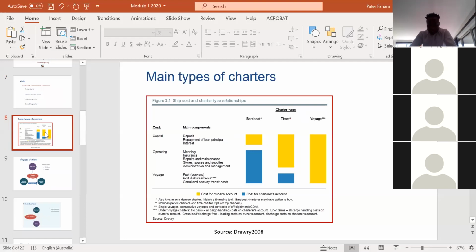So the shipping costs: we are going to look at the main types of charter in relation to the shipping costs they incur. Under the charter party, there are three types of charter party contract: the voyage charter, the time charter, and the bareboat charter. And the costs that each ship operation will incur, either the ship owner or the charterer, or the shipping cost as a whole, can be broken into three components.